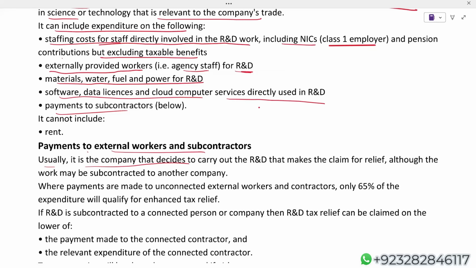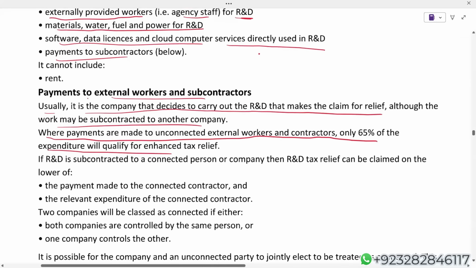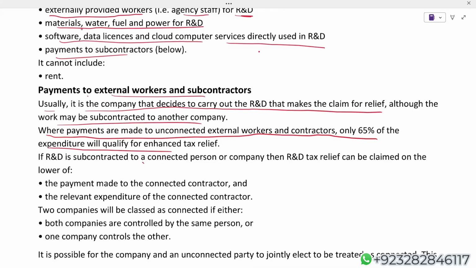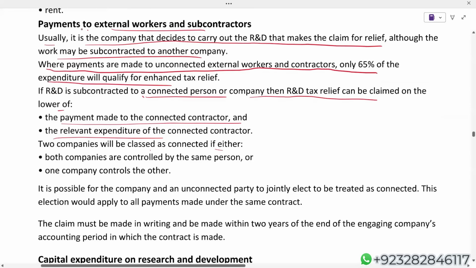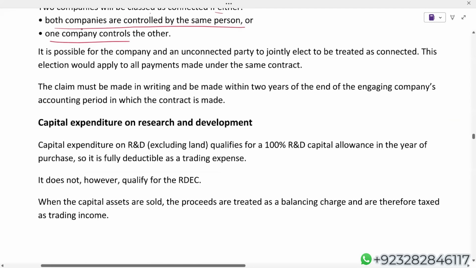Payment to external workers and subcontractors. Usually it is the company that decides to carry out R&D that makes the claim for relief. Although work may be subcontracted to another, you can even outsource the work. Where payments are made to unconnected external workers and contractors, only 65% of the expenditure will qualify for enhanced tax relief. If R&D is contracted to a connected person or company, then R&D tax relief can be claimed on the lower of the payment made to the connected contractor and the relevant expenditure. Two companies are classed as connected if either both companies are controlled by the same person or one company controls the other.